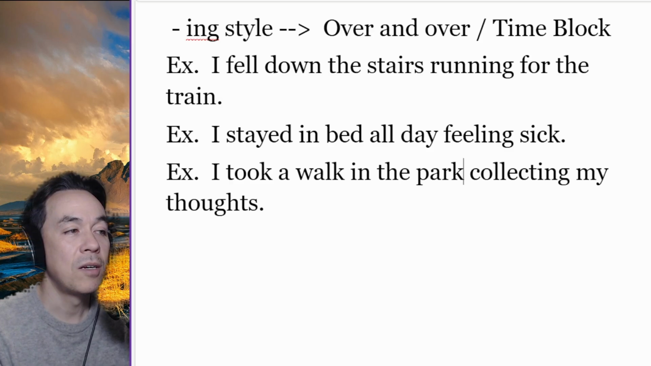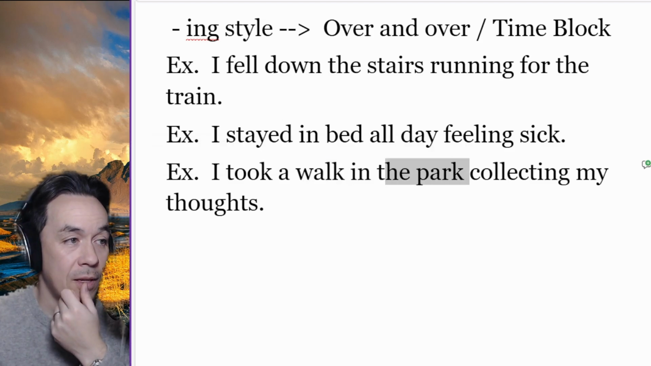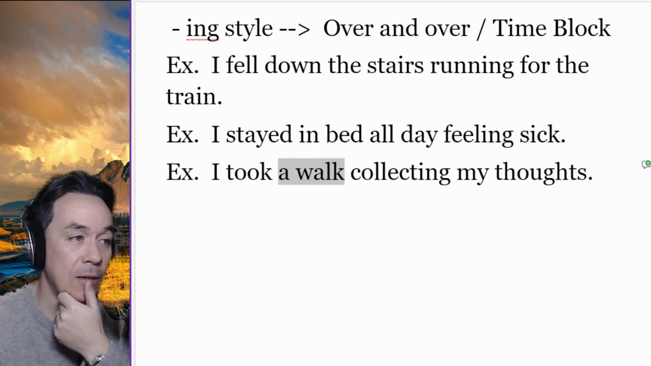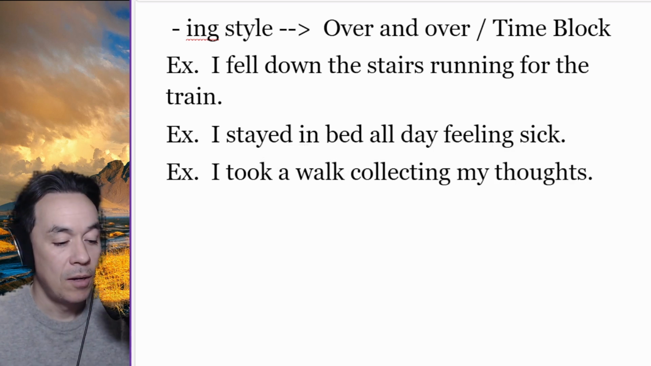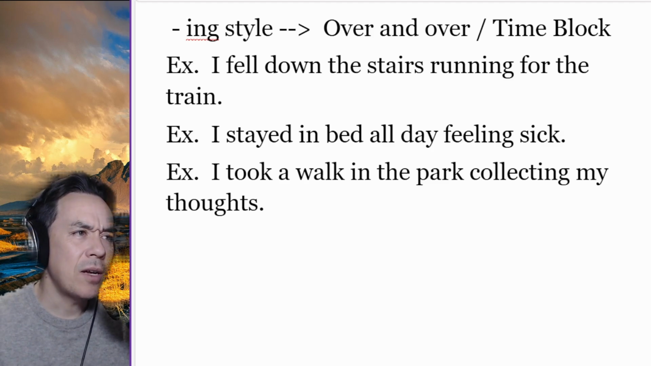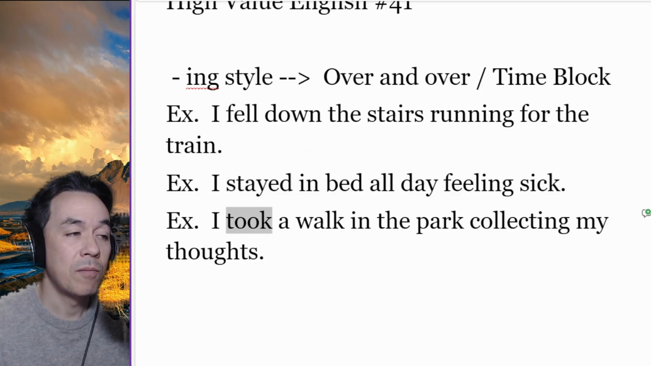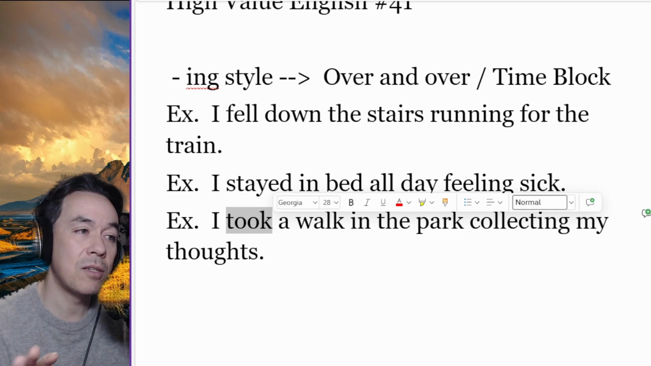That's the final version. So again, noun, subject, noun, walk in the park. Take this out too. I took a walk, collecting my thoughts. So you could say noun, verb, noun, a walk, verb, collecting, and then thoughts. A noun there. We'll put that park back in there. Okay. Now, I want you to think about, these are all past tense. I fell down, I stayed, I took. So these are things in the past. It's finished now, it's over.